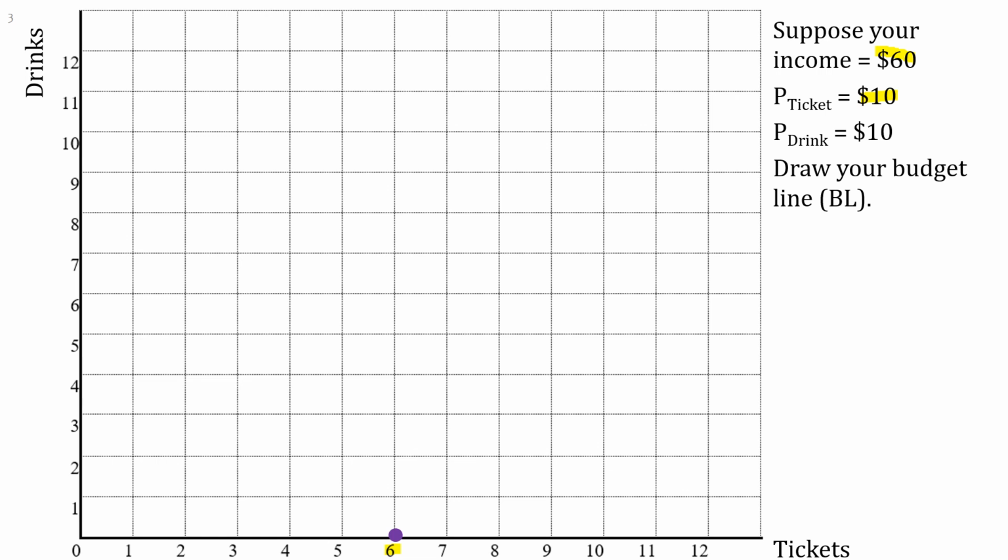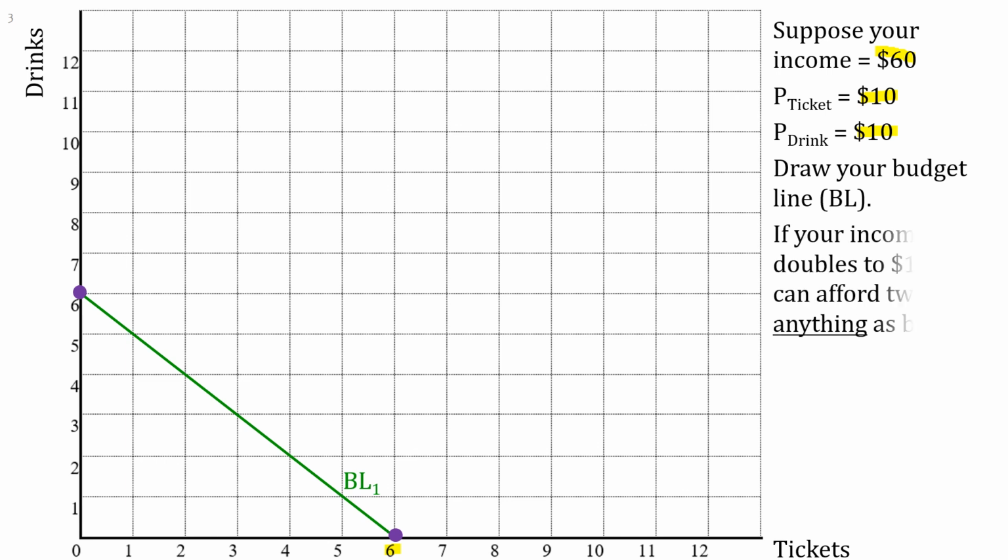Now, if you spend it on drinks, because the price is the same, you can also buy 6 drinks. That's when you buy no tickets at all, right? So the maximum number of drinks you can buy is 6. The maximum number of tickets you can buy is 6. And if you connect those 2 points, you get your budget line. So that's BL. We call it BL1 here. So BL stands for budget line. This, again, is the same in terms of principle. It's the same as the production possibilities curve that you saw in intro.